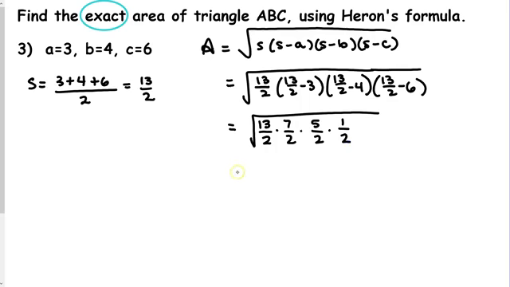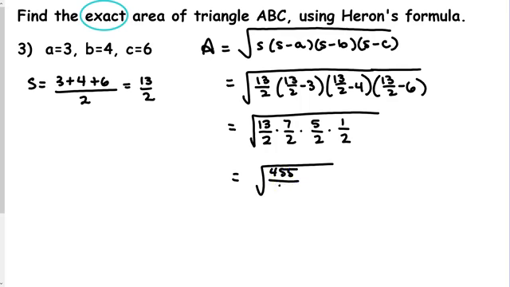Okay, so let's multiply the numerators. First of all, if any of your numerators were perfect squares, you would want to factor them out, but 13 and 7 and 5 and 1, those are not perfect squares and they don't have any common factors. So if I multiply them together, I get 455.